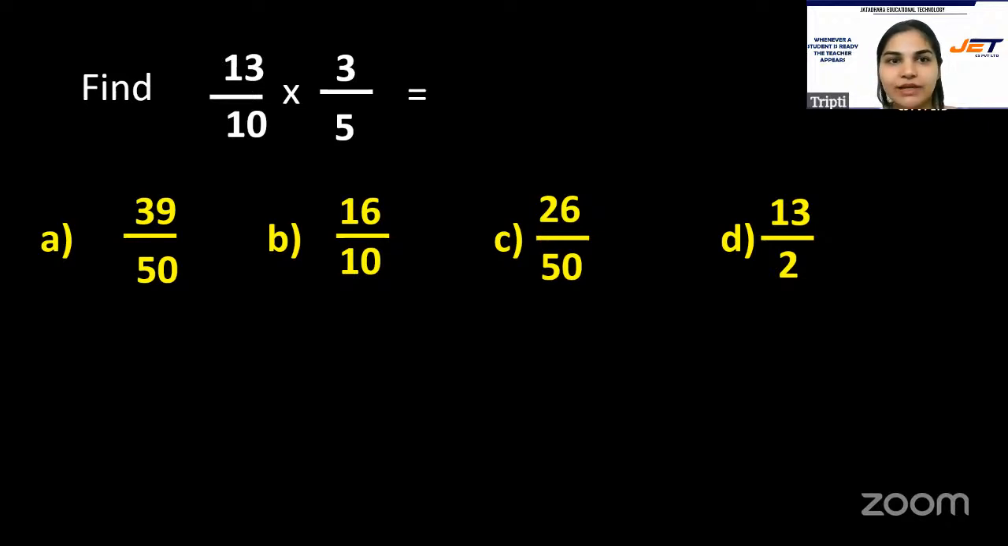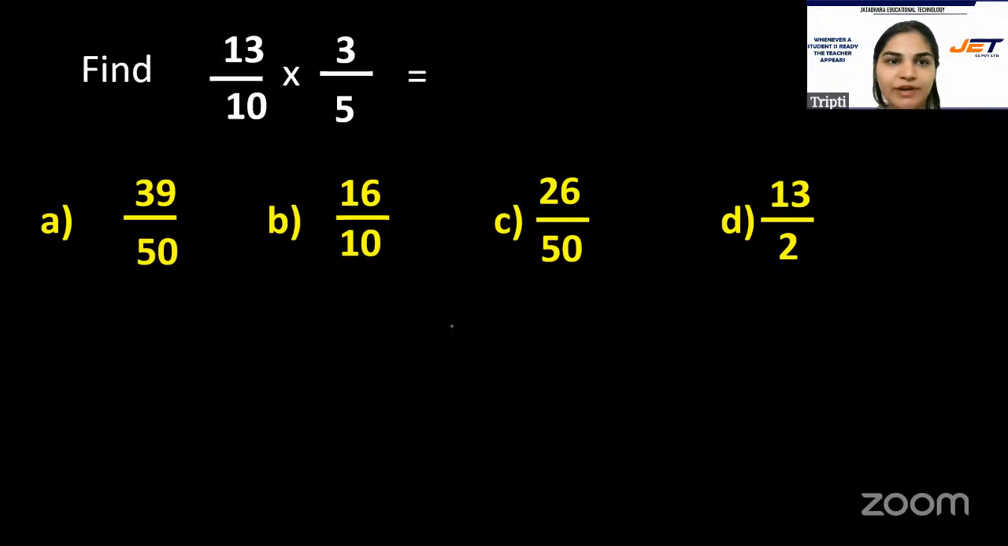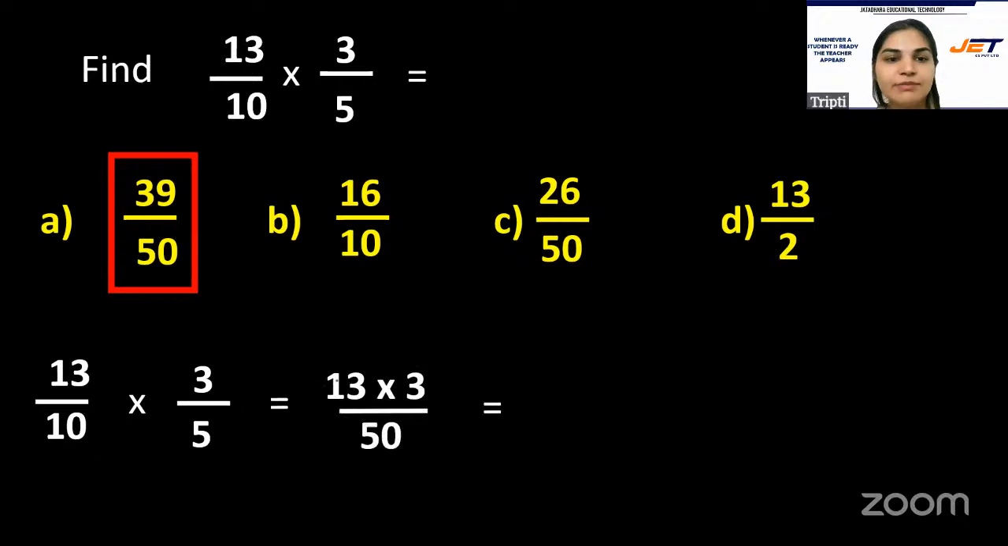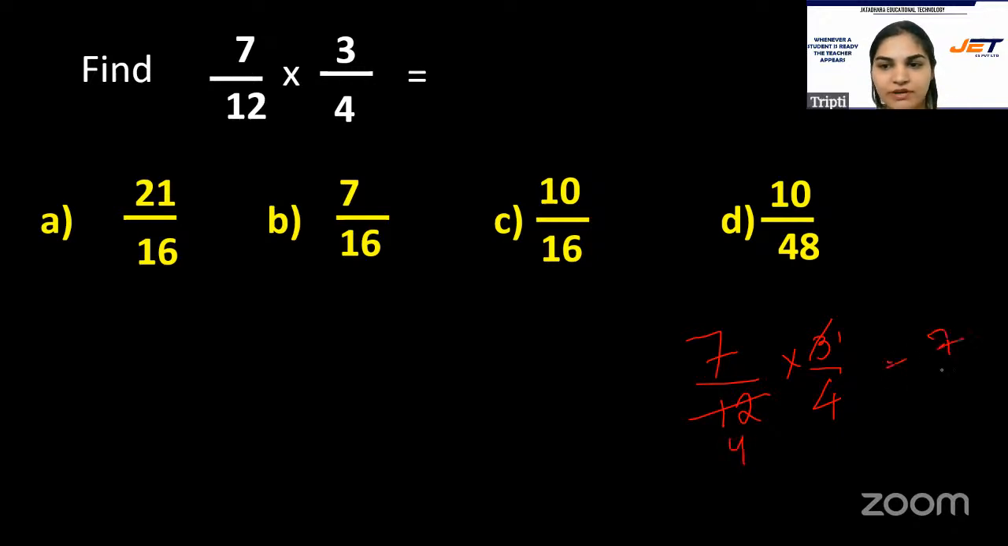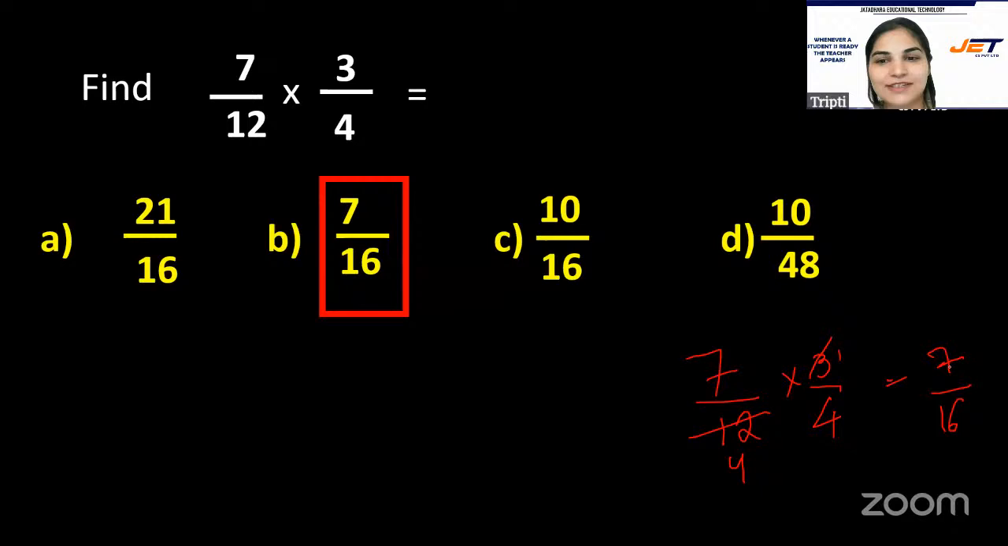Okay, so here we have the question 13 by 10 times 3 by 5. 13 times 3, 39. 10 times 5, 50. 39 by 50 is what we have got. 7 by 12 times 3 by 4. If you think that you can cancel it here only, that is also correct. 3 times 1 is 3, 3 times 4 is 12. 7 by 16 is the answer here. Easy, super easy. Easier than addition and subtraction.